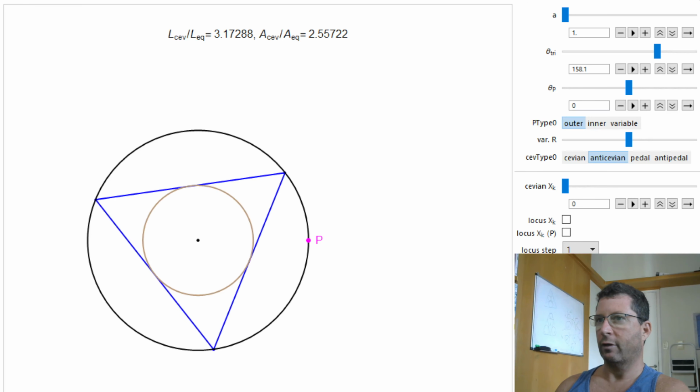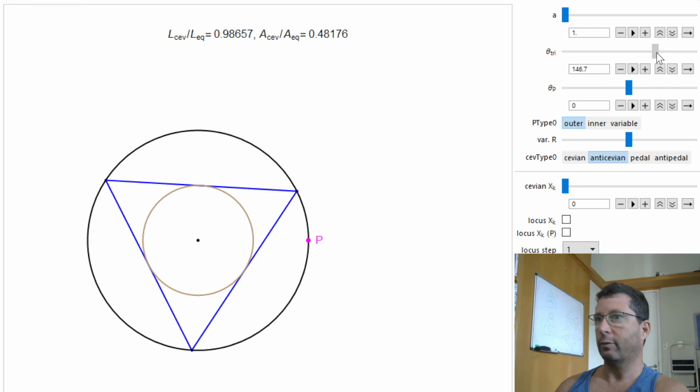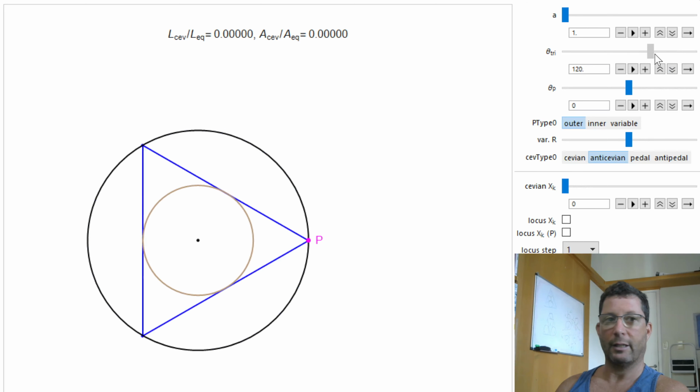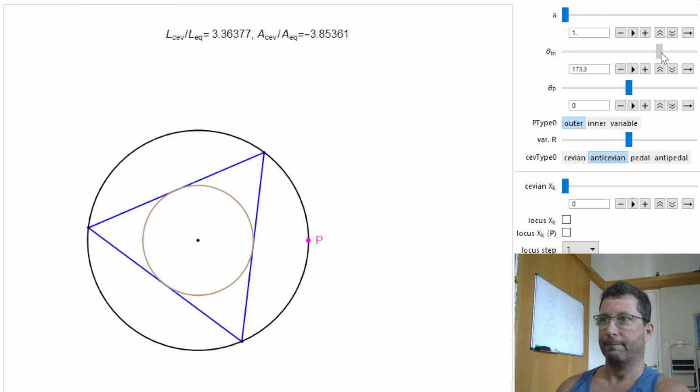So this is a weird phenomenon. I'm going to start with a family of equilaterals rotating about their centroid, right? And I'm going to just affix some point P to the circumcircle in some fixed location. And I'm going to draw the Anticevian of these triangles. So let's go ahead and draw them.